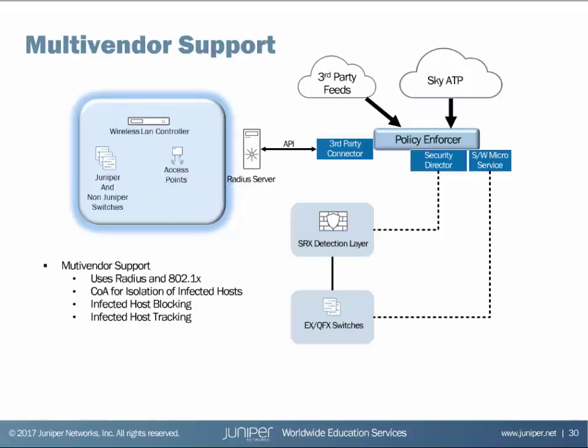Okay. And again, from the Department of Redundancy Department, if it's a third-party device, if it's not a Juniper device, that's okay. The Policy Enforcer can use RADIUS and 802.1X to dynamically assign VLAN attributes and put you on a quarantine VLAN or pass down a firewall filter or pass down an access control list and not let you onto the network. He'll call you, right?